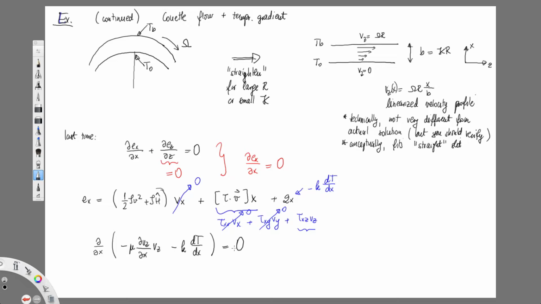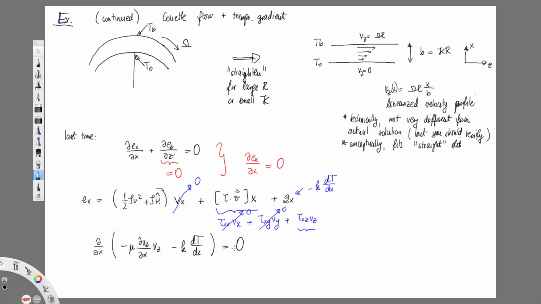This is basically the differential equation I have to solve. I can see how it's important to know Vz here in terms of x, because then I plug it in, and then I'm solving for temperature distribution, okay? Because if I plug in Vz of x, which I know, it's omega r x over b, I will have something in terms of x here. And I'm just going to do this and solve for dt dx. All right, so let's do that. It's relatively straightforward from here.